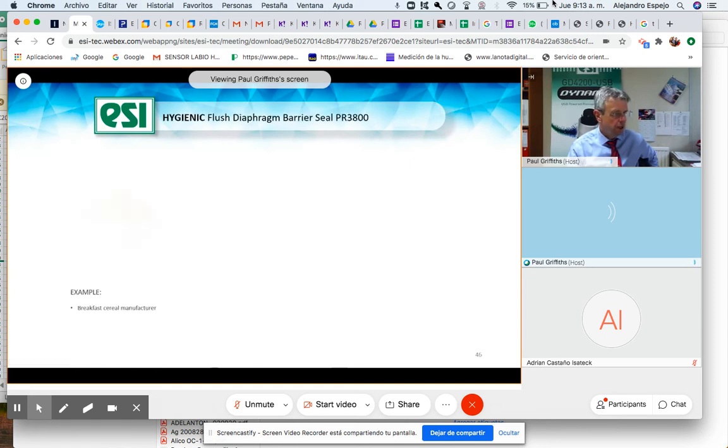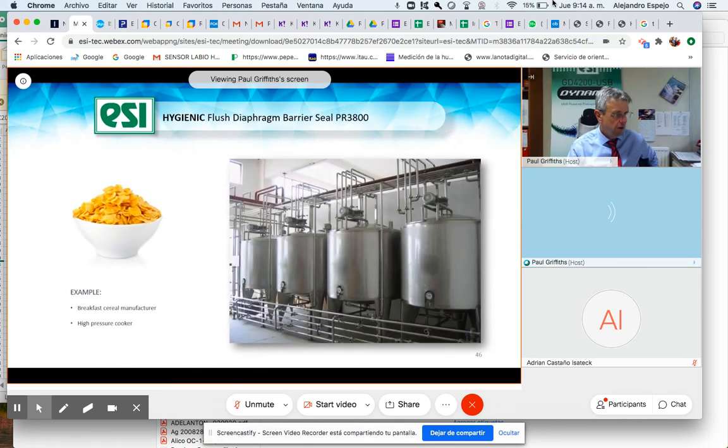So as an example here, we have a breakfast cereal manufacturer. This is very close to us. We have a big, world famous manufacturer on our doorstep, and they make cornflakes and bran flakes, and they use a lot of pressure cookers, sometimes going up to 125 degrees C, even higher for cleaning.